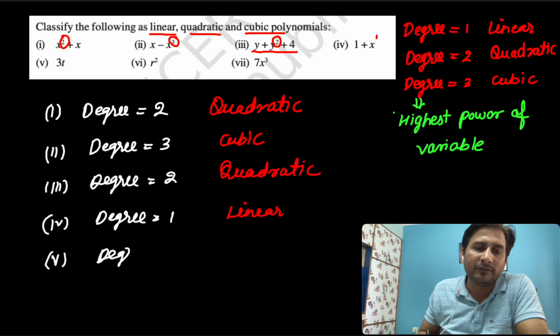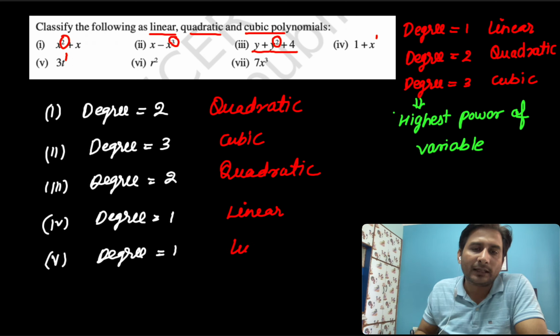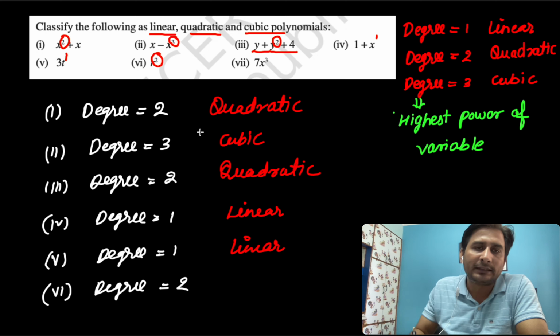Look at the fifth part. What is the degree in the fifth part? 1. Yes, it's 1 in the fifth part because the power of variable t is 1. So it is called linear. Look at the sixth part. What is the degree in the sixth part? 2. Yes, degree is 2, so it's quadratic.